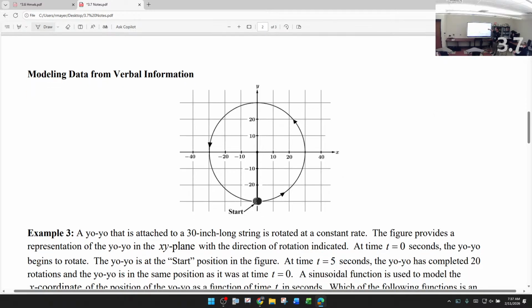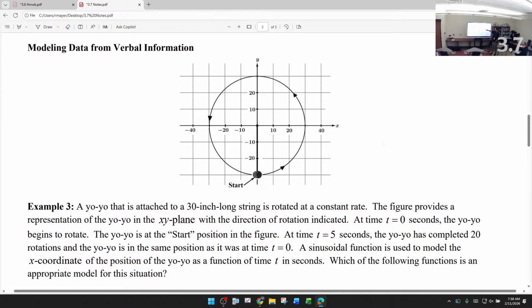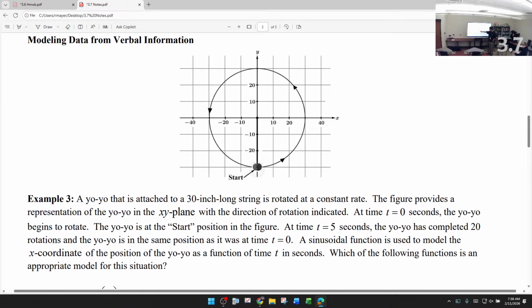3.7. Verbal information. This is the kind of stuff that you're going to see on the free response on your test next Friday. Okay? We've kind of done stuff already like this. Here we go. We have the start down here. I don't know why they're starting down here, but they're starting down here. And it's going that way, so counterclockwise.